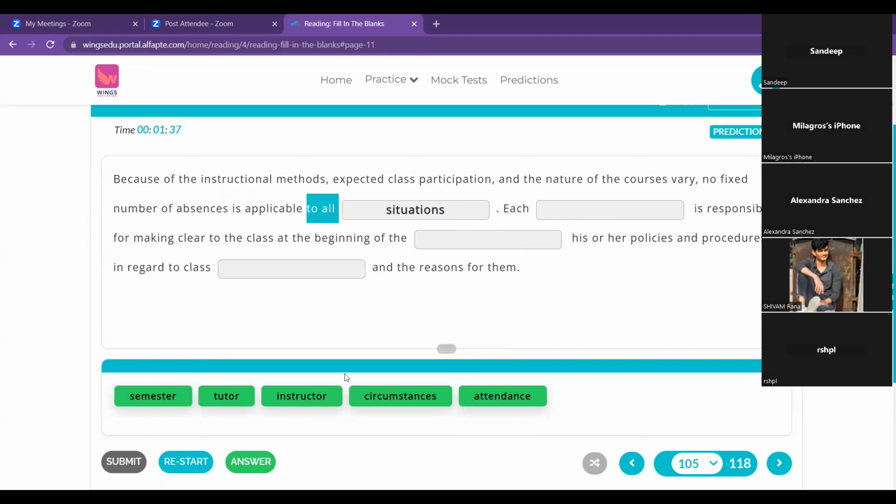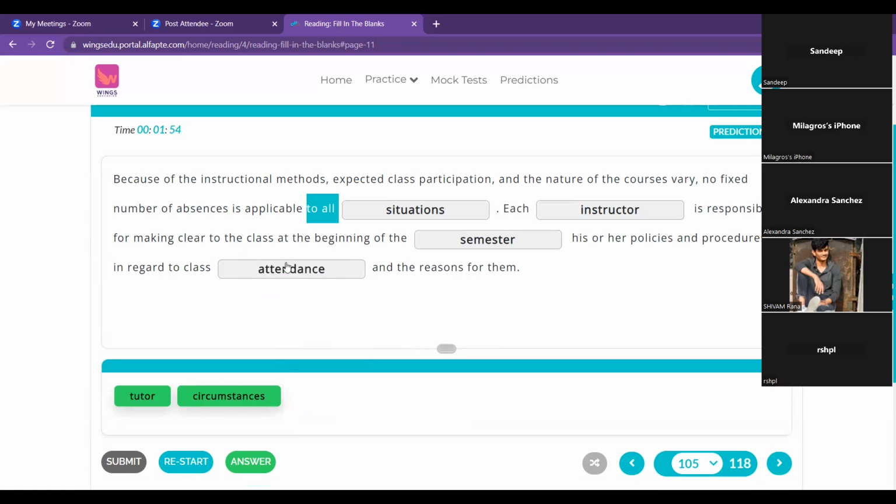Thank you, Sandeep. For making clear to the class at the beginning of the... Yes, easy done. And in regard to class, what? Circumstances. No, we're talking about policies and, yes, attendance. Class attendance, policies and procedures around attendance, but good effort there. Good effort, Manjot. Okay, get your drum roll ready, everybody, and a big woohoo straight away if you get green.